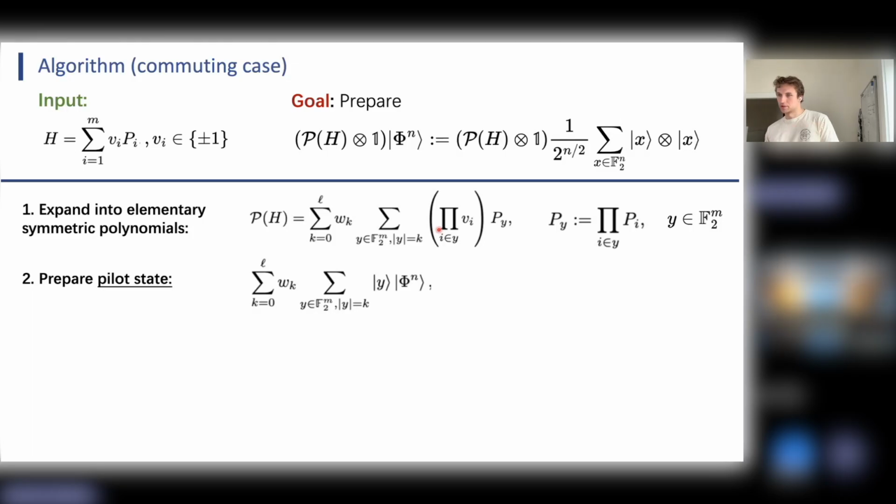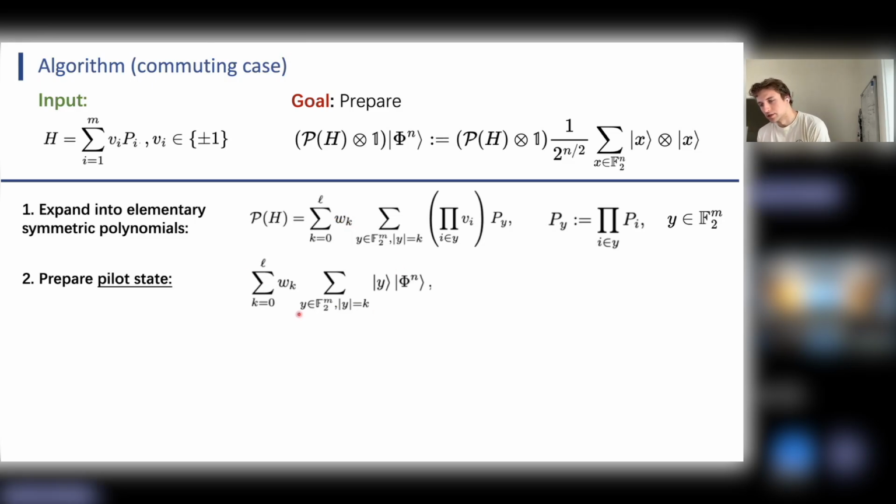Okay, then you do the first quantum part, which is you prepare a quantum state whose amplitudes carry the coefficients in the Fourier expansion of the polynomial. So you prepare a superposition of Dicke states. Each state here is a Dicke state, this one is a Dicke state at weight k, and you weigh it with some amplitude, which is just w_k, or omega_k.